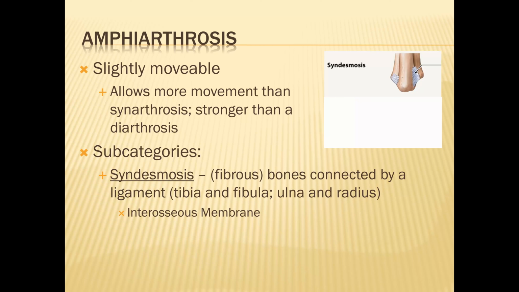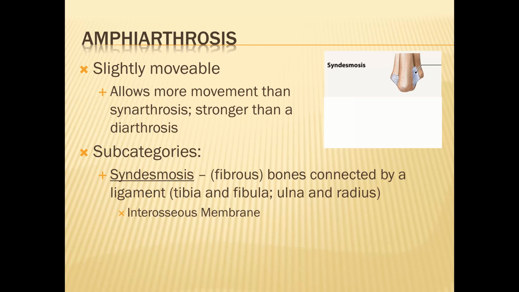The first type is a syndesmosis, and this is a fibrous type joint. In a syndesmosis, bones are connected by a fibrous ligament, and we saw this in Chapter 8 with the interosseous membrane that is between the tibia and the fibula, as well as the ulna and the radius. So that is a syndesmosis.